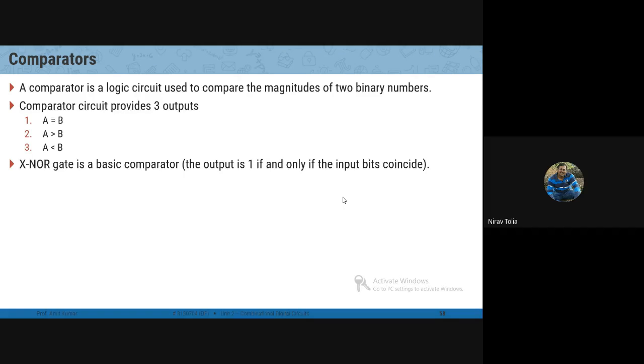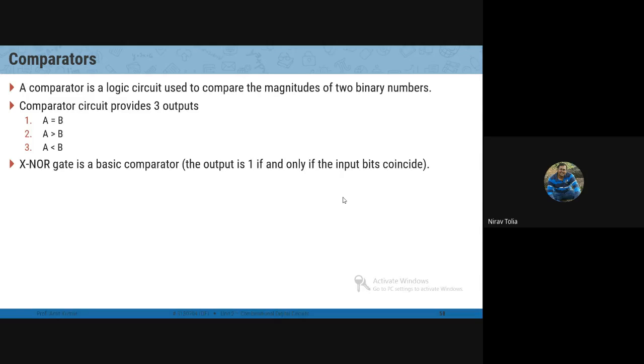Now generally, the XNOR gate is a basic comparator circuit. Why is the XNOR gate known as a basic comparator circuit? Because of its truth table, so let me tell you about the truth table of the XNOR gate.